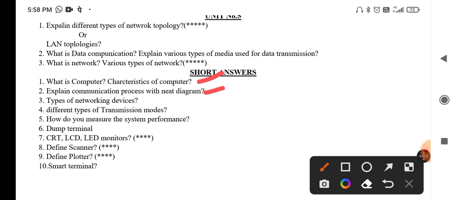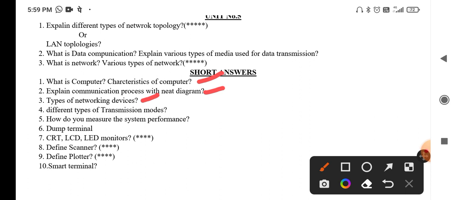Okay, now next, question number 3, types of networking devices. What is the meaning of networking devices? We have many different types of networking devices, like router, and about router you have tried, next switch, hub, gateway, etc. These are the different types of network devices. You may get them in a 2 marks question. These are all 2 marks questions. You may get any one of these questions from this 2 marks.